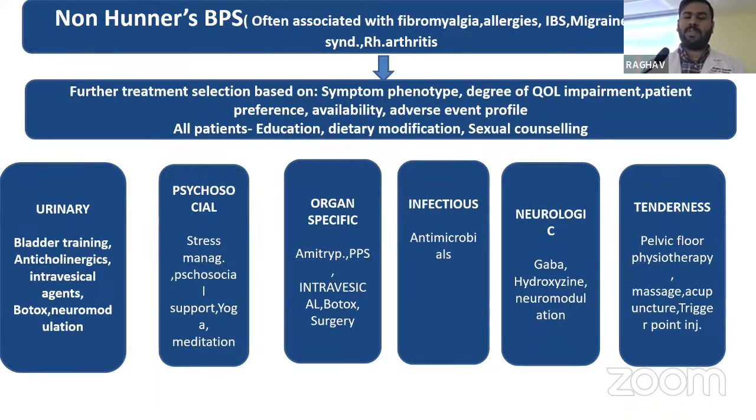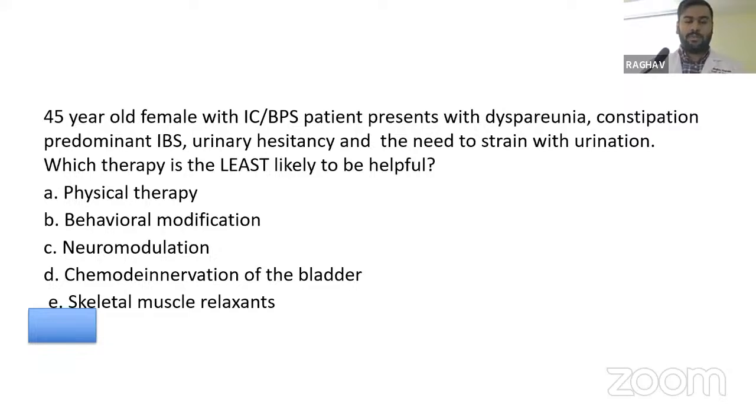Neurologically, if the patient has neurologically prominent symptoms, we go ahead with gabapentin, hydroxyzine, and neuromodulation. Tenderness or severe dyspareunia may be treated with pelvic floor physiotherapy, massage, acupuncture, and trigger point injections. And this is the summary of bladder pain syndrome and the algorithm that we follow in our hospital. Now, coming to a few questions.